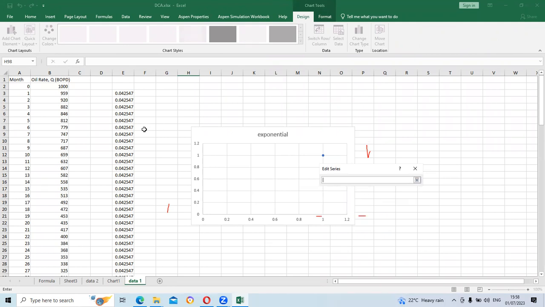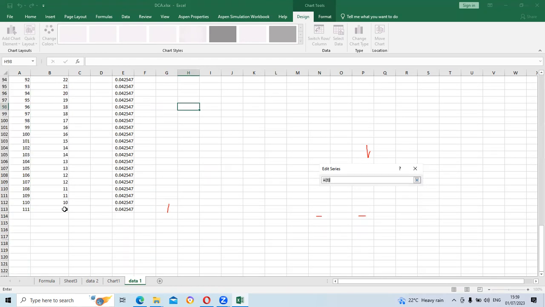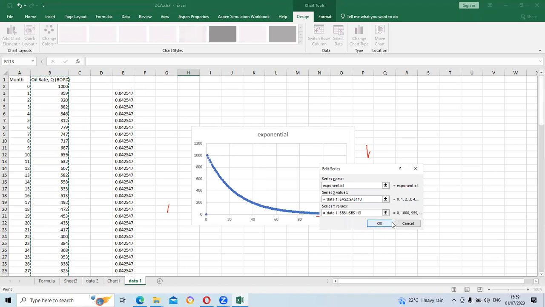The x value is the time. So I take that, Control Shift and the arrow down. It copies everything. Then I go now to the y-axis, which is my rate. Control Shift and arrow up. Copies everything. All right.